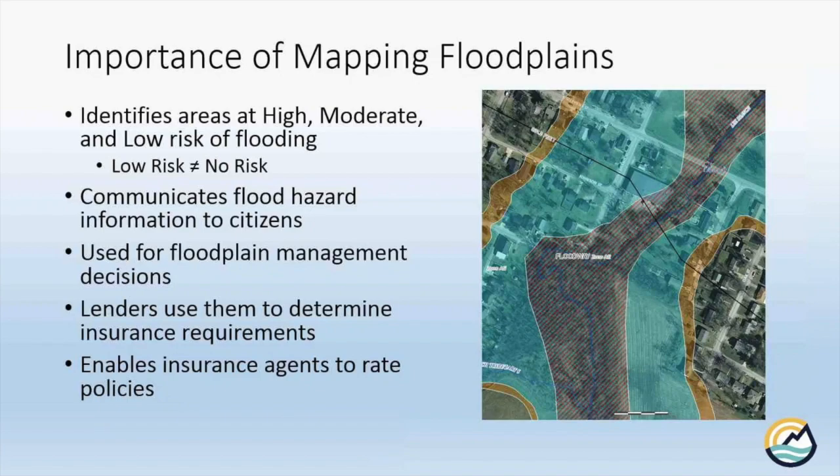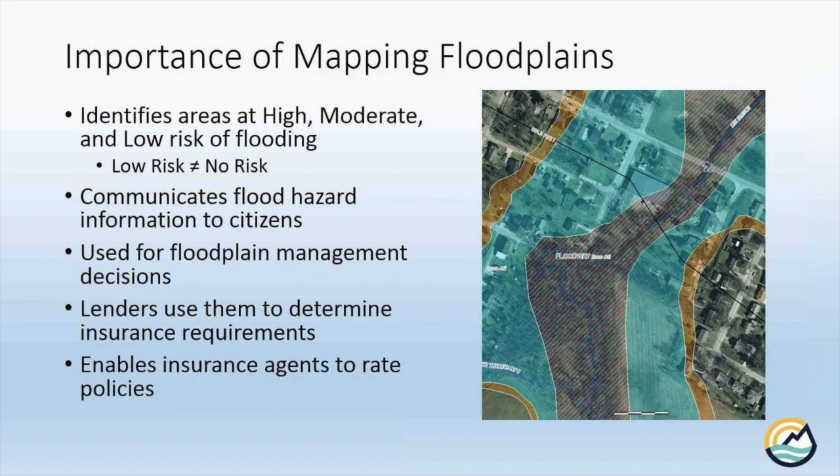So flood maps do several things right off the bat. The number one thing they do is they identify areas that have a high, a moderate, and a low risk of flooding. So if you look at that picture on the right, the areas in blue, or the areas in that blue-red hash mark, those are the areas that are considered the floodplain. They're the areas where they have the highest risk of a flood happening. Those are the areas where we have development requirements.